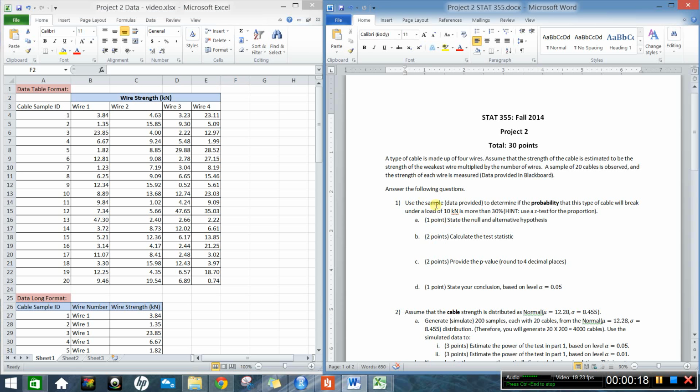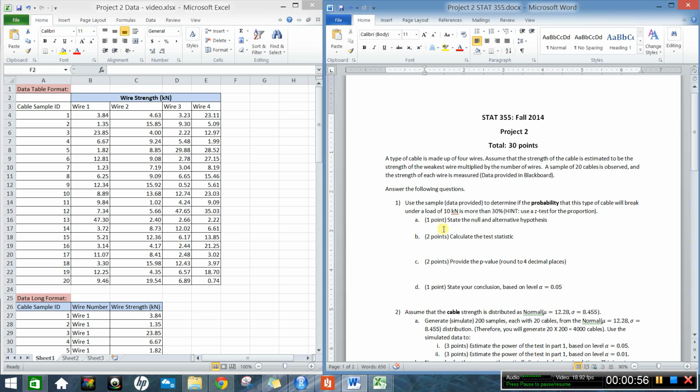Going to the first question, what we'll be doing here is a hypothesis test to determine if the probability that this type of cable will break under a load of 10 kilonewtons is more than 30%. So first, when we're stating our null and alternative hypothesis, you should write up your project very neatly. If we're to use Word, then we could use the equation editor. There's also, if you're comfortable using LaTeX, LaTeX might be a good option to write your project in as well.